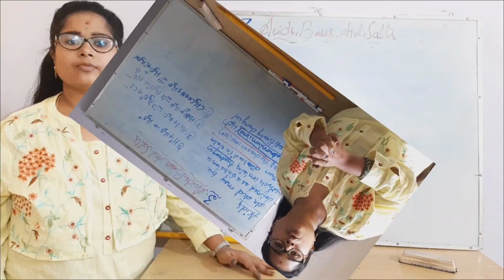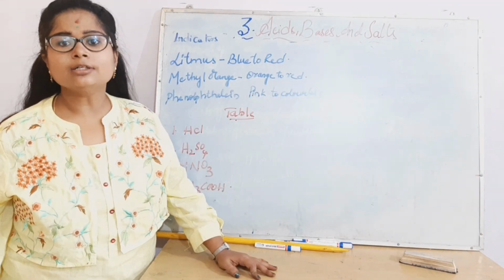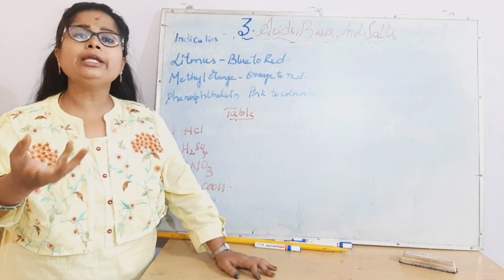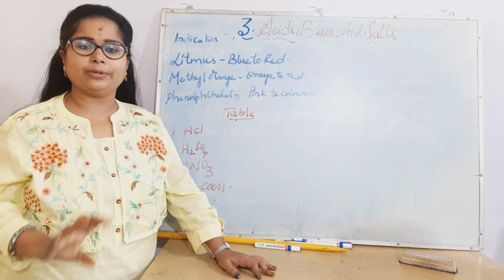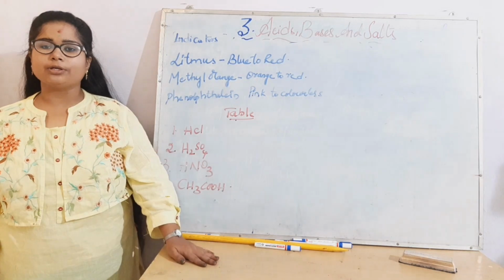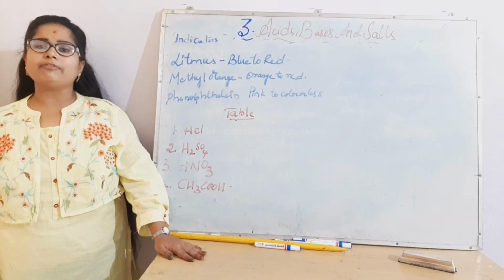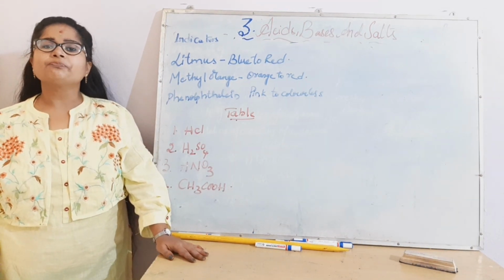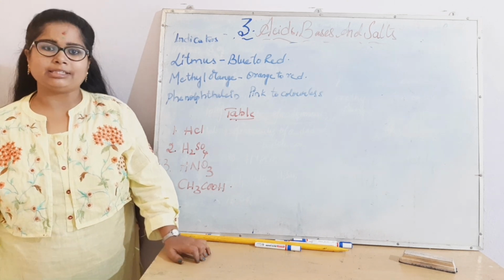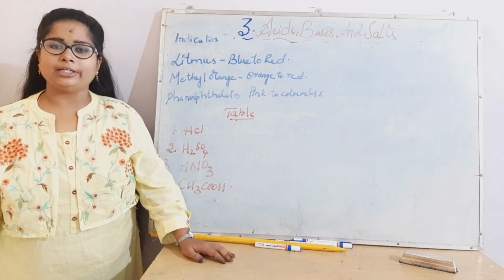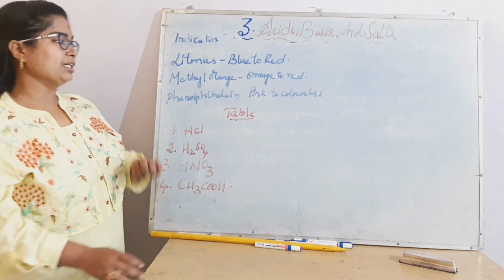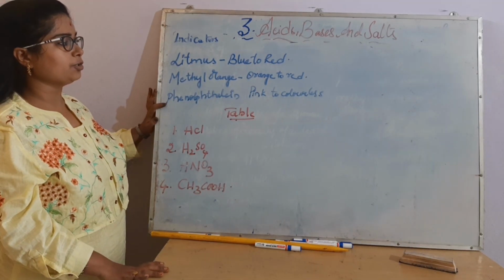As we have discussed earlier, there are some indicators which indicate whether it is an acid or a base. One of our indicators, synthetic ones, you can say, are methyl orange, litmus paper, and phenolphthalein solution.